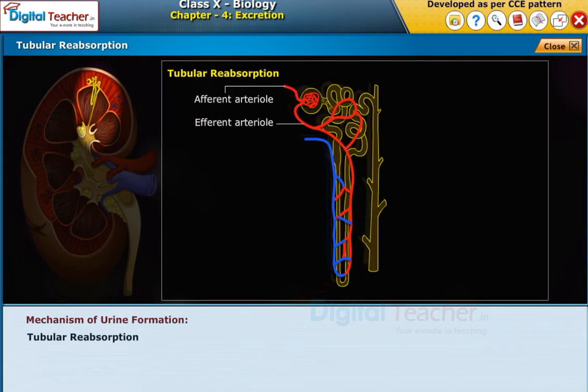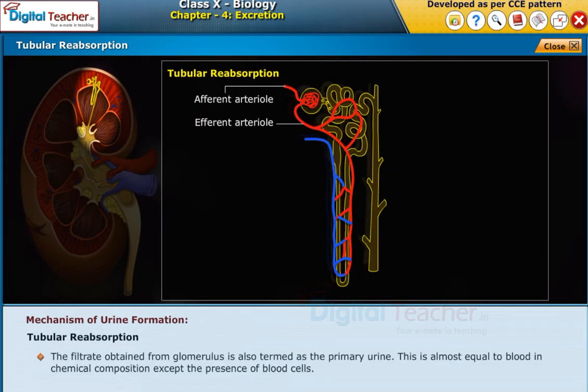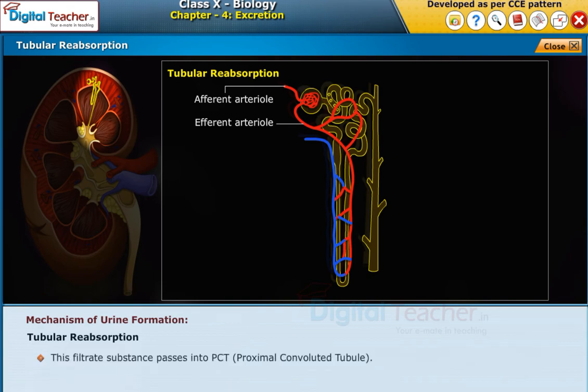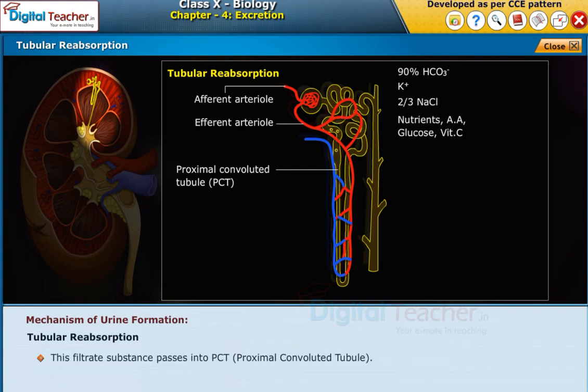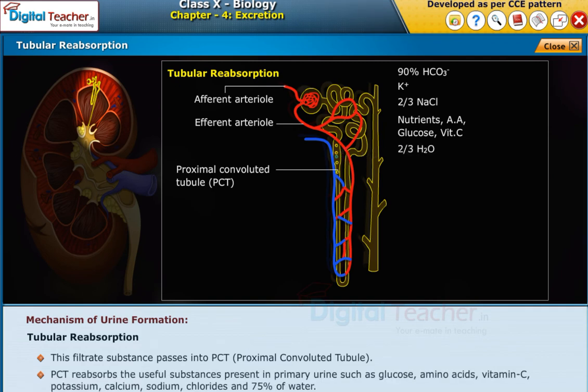Tubular reabsorption. The filtrate obtained from glomerulus is also termed the primary urine. This is almost equal to blood in chemical composition except for the presence of blood cells. This filtrate passes into the PCT, proximal convoluted tubule. PCT reabsorbs the useful substances present in primary urine such as glucose, amino acids, vitamin C, potassium, calcium, sodium, chlorides, and 75% of water.